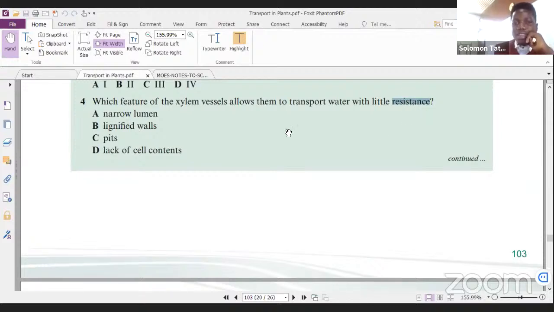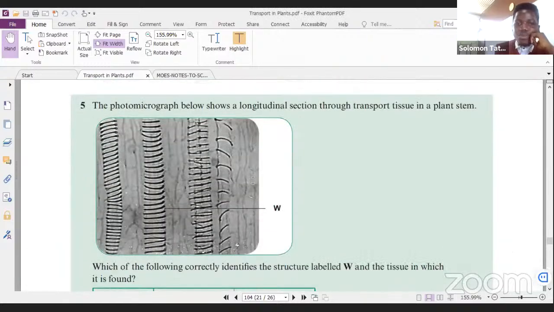If xylem vessels had things like the vacuole, the endoplasmic reticulum, the nucleus, all those things, there would be a lot of resistance. So that's the reasoning behind it. The correct answer is D. Faith, you're correct. Good job. Please write your numbers and combinations.